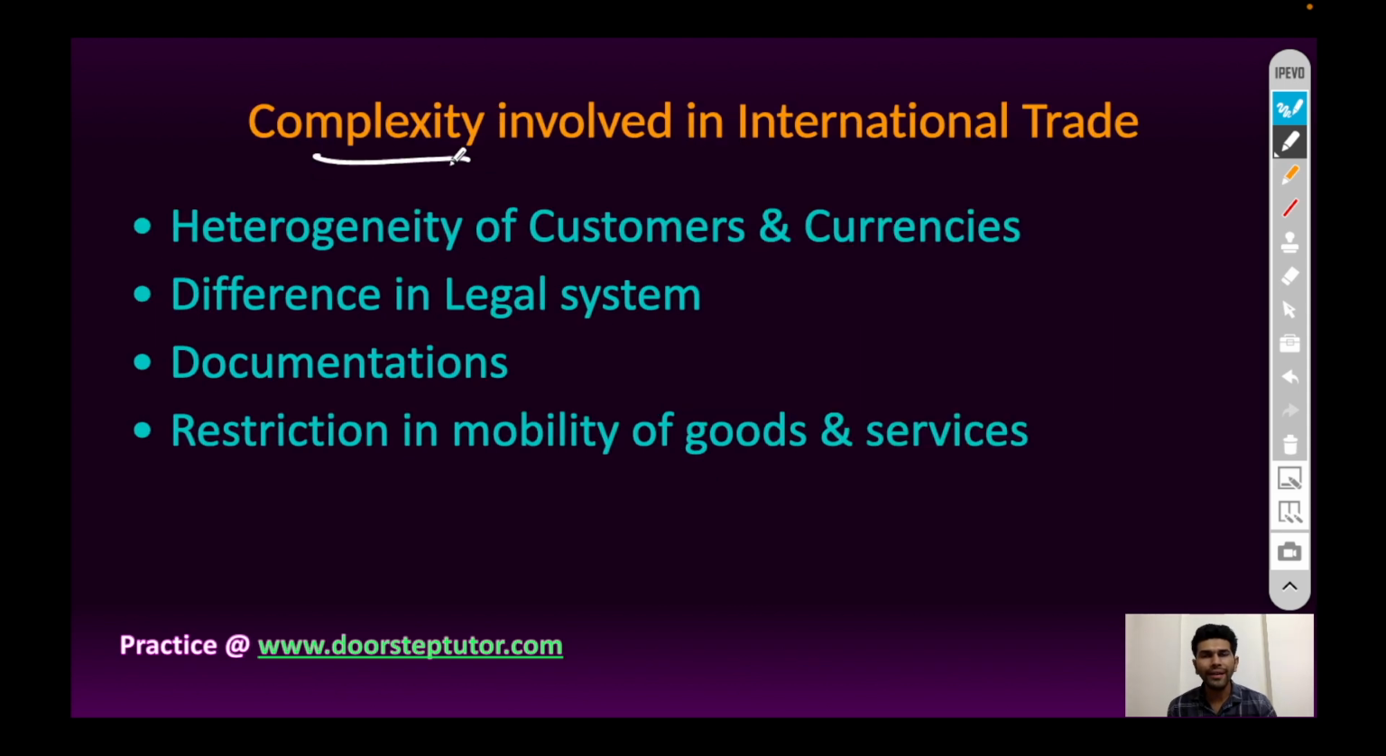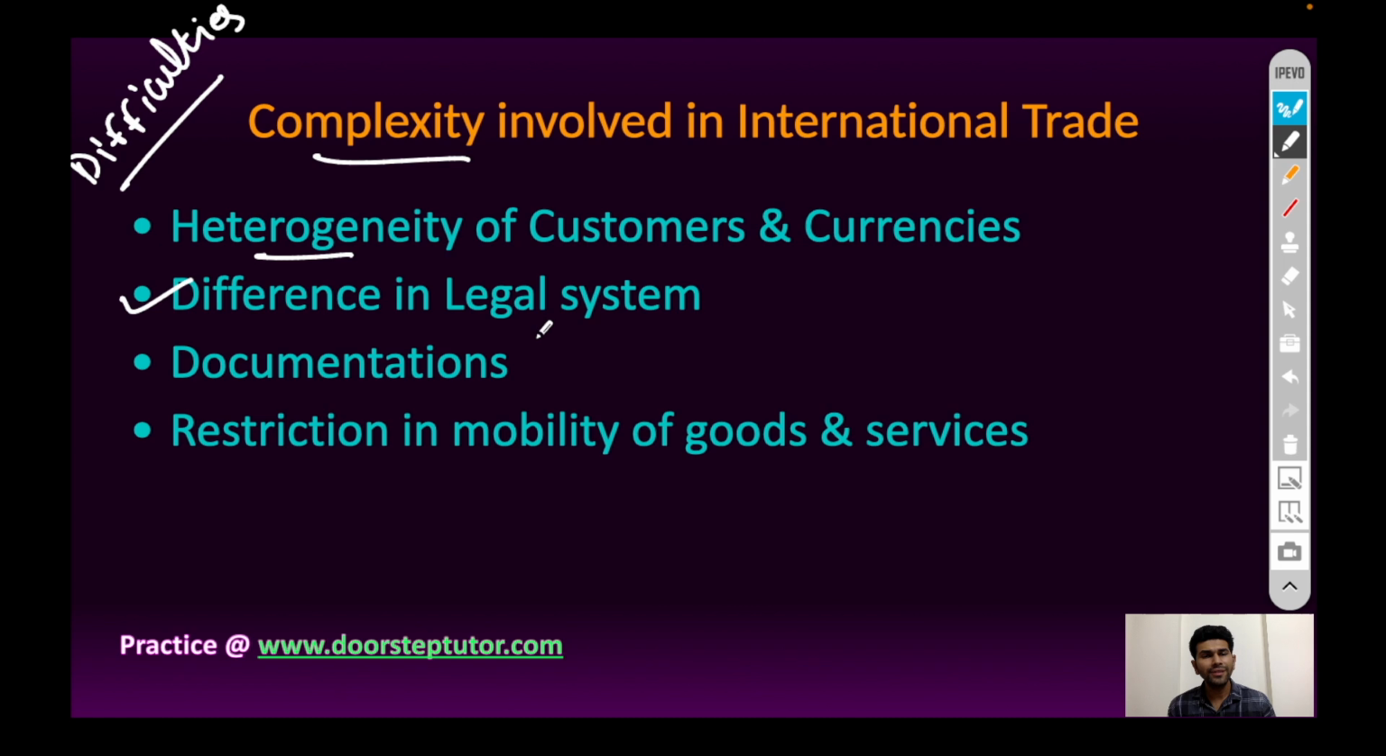What are the complexities involved in international trade? Complexity means difficulties. First point, heterogeneity of customers and currencies. Heterogeneity means difference in currencies and customers, as there are multiple countries involved. So each country has different currencies, so there are different currencies involved in international trade. Even each and every country has its own cultures and customs, so there will be difference in customers.